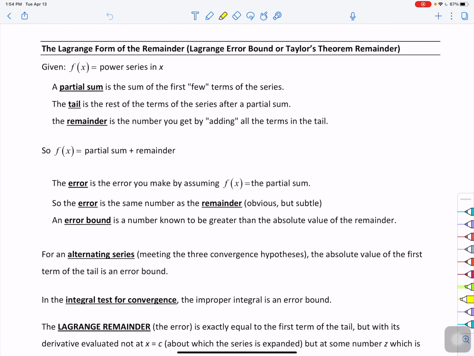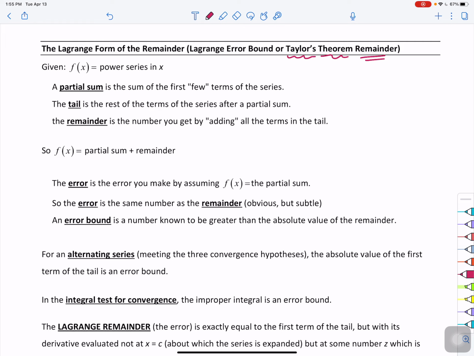This is Unit 10B, Part 6, and this is the Lagrange form of the remainder, also known as the Lagrange error bound, or also known as Taylor's theorem remainder. Okay, so let's just begin.